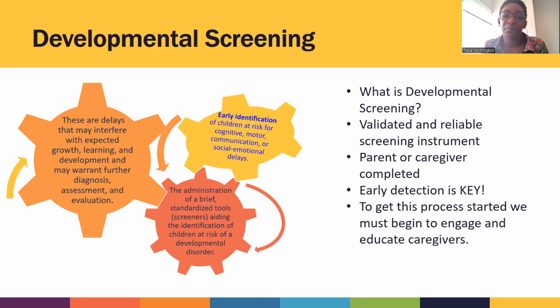So we know it's important, but what actually is developmental screening? So developmental screening, in short, is the early identification of children at risk for cognitive, motor, social, emotional, and communication delays. It's the brief administration of a standardized tool aiding in the identification of children at risk of a developmental disorder. And these delays may interfere with expected growth, learning, and development, and may warrant further diagnosis, assessment, and evaluation.